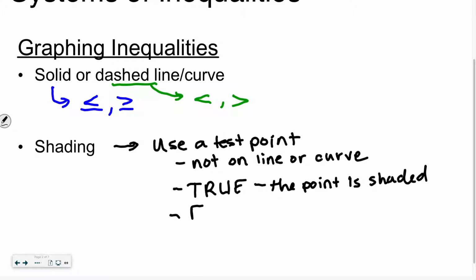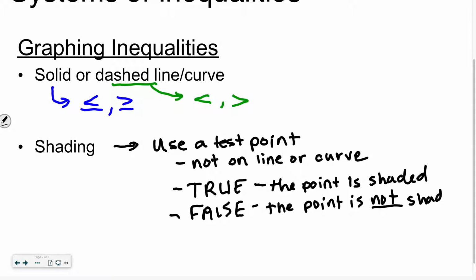If the inequality after you test the point comes out to be false, that means that point is not a solution. The point is not shaded. If the point is not shaded, you're going to be shading elsewhere on your graph. So like if we're talking about a line, if that comes out to be false, you're not shading on that side of the line, you're shading on the other side of the line.